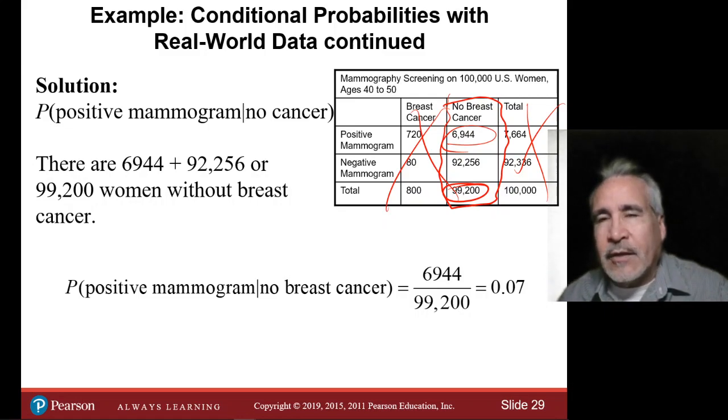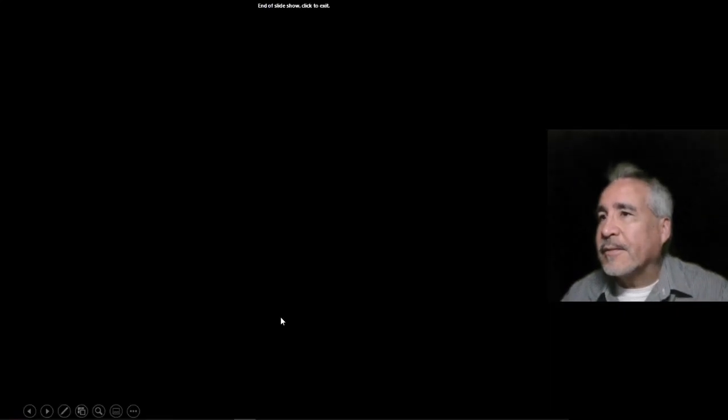Now, this is not answering the question of what's the percentage that a woman who has a positive mammogram does not have breast cancer. Actually, it's the other way around: she doesn't have breast cancer, but she got a positive mammogram. That could happen 7% of the time. No breast cancer, but positive.